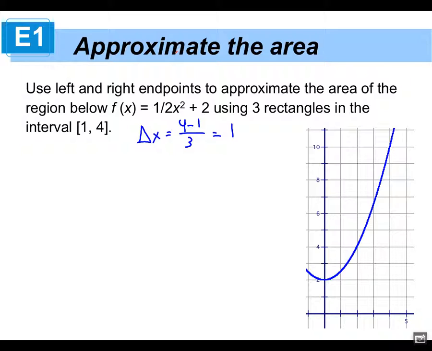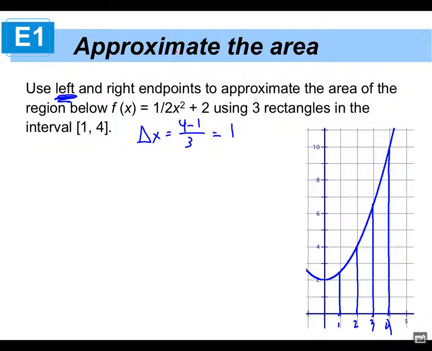We'll do left hand first. So I'll underline this in blue, because this will be the blue scenario. Starting at 1. So 1's over here: 1, 2, 3, 4. Here's the easiest way to do it. Delta x is 1, so I'm going to draw a vertical line at 1, 2, 3, and 4. Start my problem.